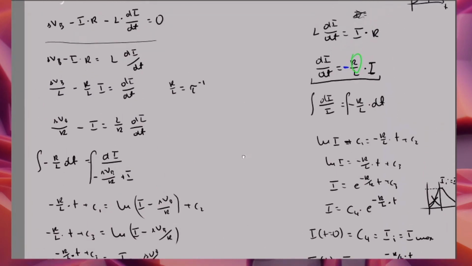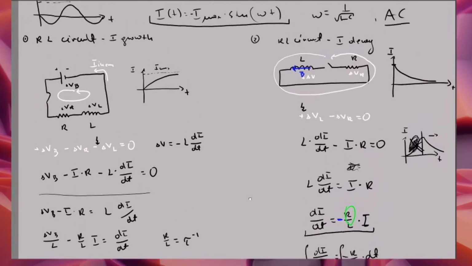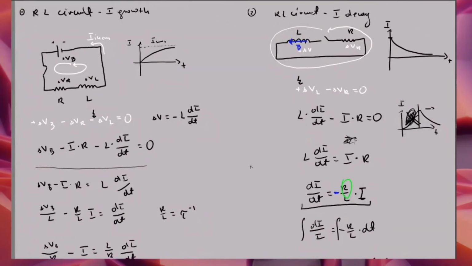All right, so now that we have equations for both of these circuits, you can go and solve some of the problems on the worksheet. And the problems are fairly straightforward, I think, but you have the RL circuits, the current decay and the current growth.